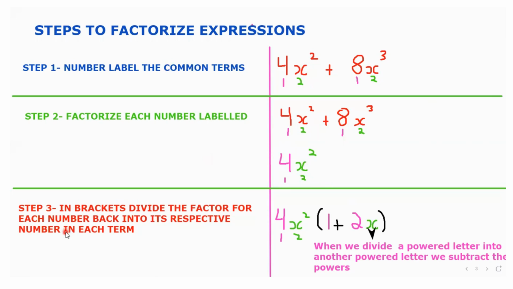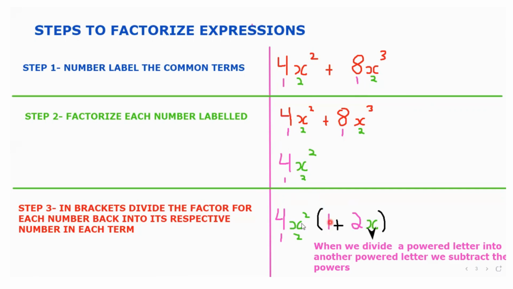So last step. In brackets, divide the factor for each number back into its respective number in each term. That means we've got the factor here with the numbers still there. Now we need to put each number, or each part, back into its respective term. In this case, there are 2 terms, so we need to do it twice. I'm moving slowly. We have 1, so we have to put 1 into the first one. It'll be 4 into 4, which is 1.